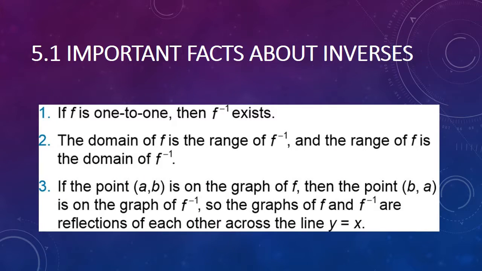Some important facts about inverses. If the function is one-to-one, then the inverse does exist. The domain of the function is the range of the inverse, and the range of the function is the domain of the inverse. If the point (a, b) is on the graph of f, then the point (b, a) is on the graph of the inverse. So the graphs are reflections of each other across the diagonal line y equals x.